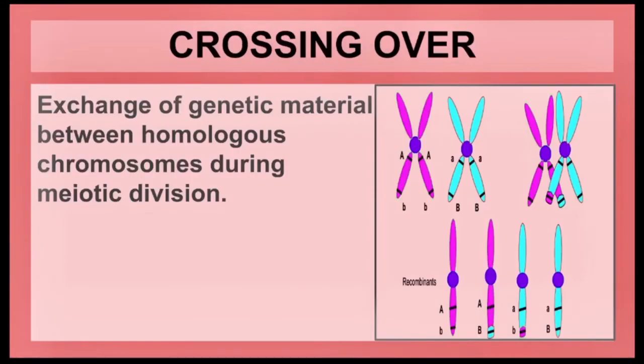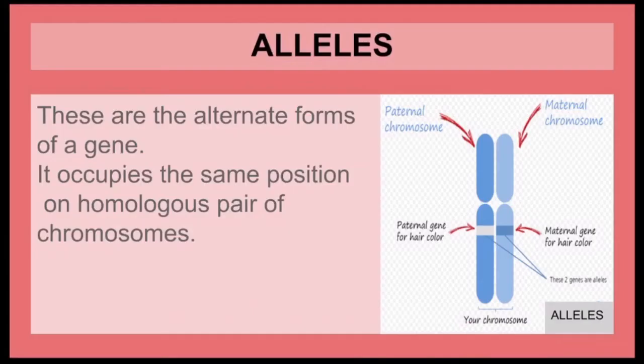Crossing over. Crossing over means the exchange of the genetic material between the homologous chromosomes. If you observe this homologous chromosome, you will find that after crossing over, parts of the chromosomes are exchanged, and because of this, during gamete formation, the gametes have different characteristics.